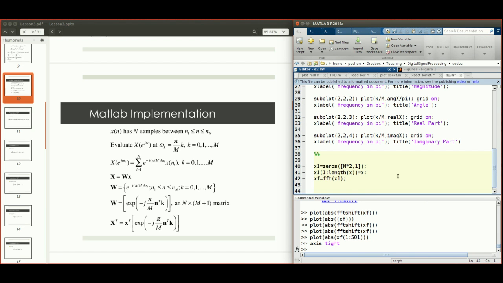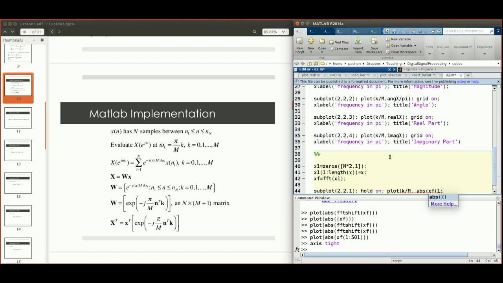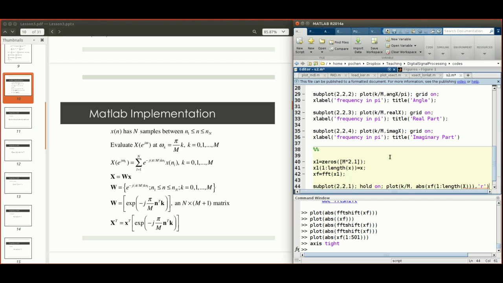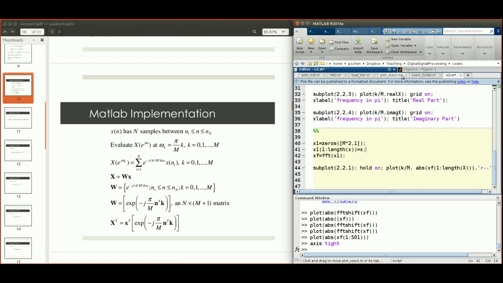So if I go back to subplot 221 and hold on to the old plot, I can plot k divided by big M, and ABS XF, up to the length of big X. But let's use a different color so we can see the two lines. Maybe use a dashed line.